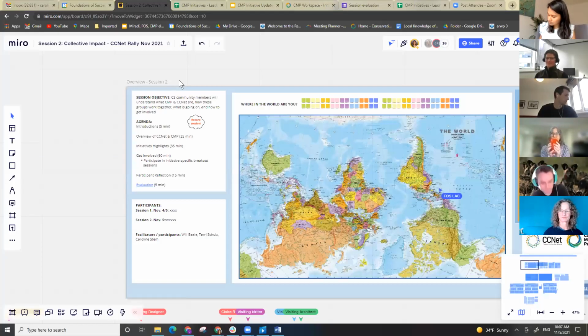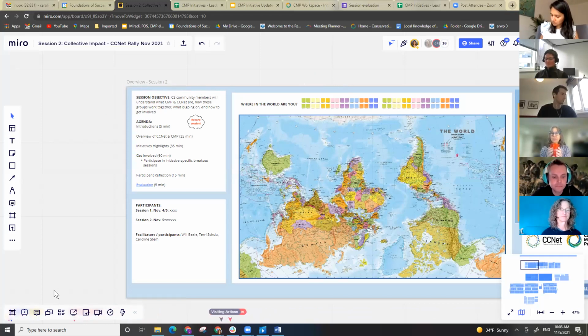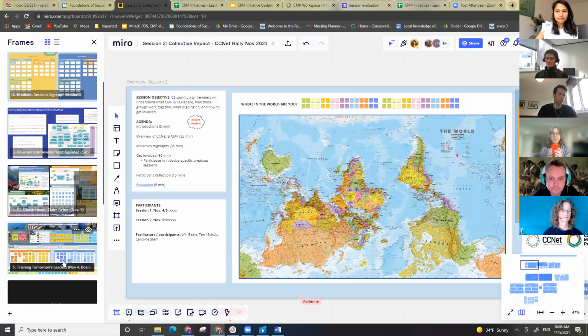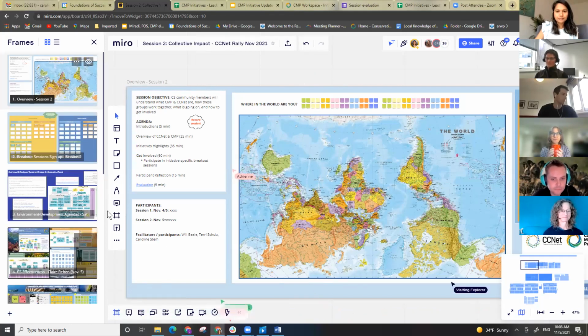So when you enter the Miro board, you should be somewhere around here. And I just want to show you how to navigate around. At the bottom left, you should have a pane with a bunch of icons. The furthest left says frames. And if you open that up, you will then see it's kind of like a visual table of contents, and you can navigate to any part of the board that you wish. For now, we're going to stay in the introduction area.